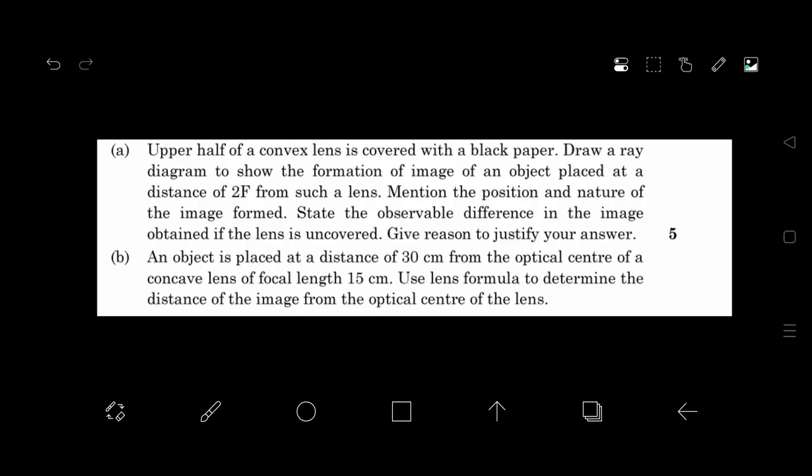Second question, an object is placed at a distance of 30 cm from the optical center of a concave lens of focal length 15 cm. Use lens formula to determine the distance of the image from the optical center of the lens. Here, the object distance is given, also focal length is given. We should find the image distance.